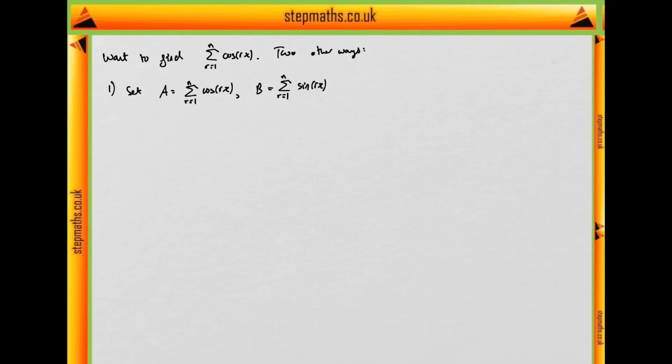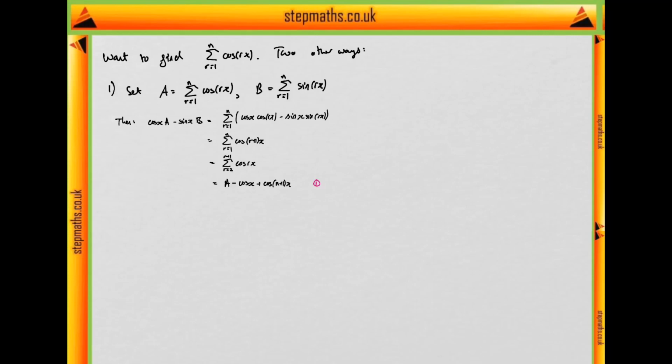The first method we could use is if we set a is equal to the sum of cos of rx and b is equal to the sum of sine of rx. Then, if we consider a cos of x plus b sine of x and a cos of x minus b sine of x, as follows, we can use the addition formula here to get this, which simplifies to that, which we can write in terms of a, labelling that 1.